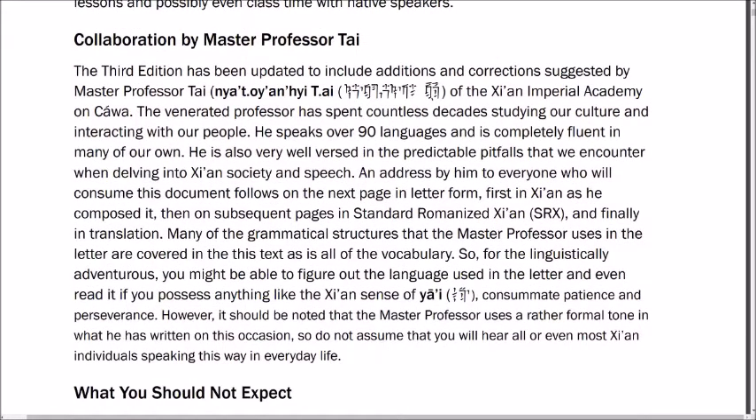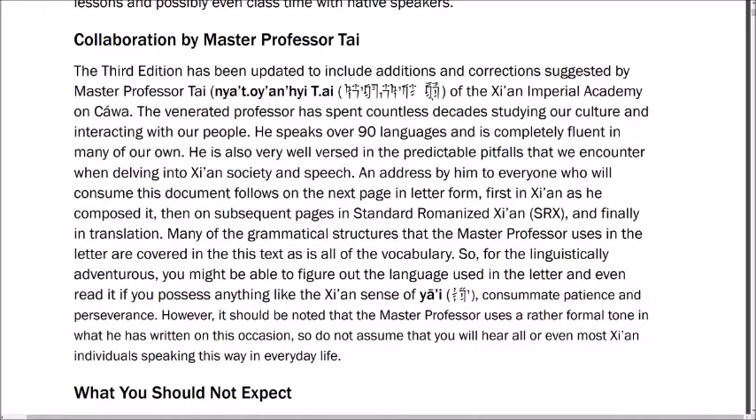Collaboration by Master Professor Tai. The third edition has been updated to include additions and corrections suggested by Master Professor Tai, Niat, Oyanhiti.ai, NYM2YN, and Tai, Ta, of the Xi'an Imperial Academy on Kawa. The venerated professor has spent countless decades studying our culture and interacting with our people. He speaks over 90 languages and is completely fluent in many of our own. He is also very well versed in the predictable pitfalls that we encounter when delving into Xi'an society and speech.